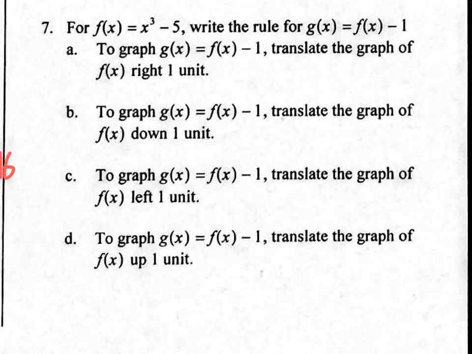Number 7. For number 7 we have f of x, which is a cubic function with a, might as well talk about this as a k-shift. It's saying write the rule for g of x when from f of x you subtract 1. So let's look at our multiple choice answers here.